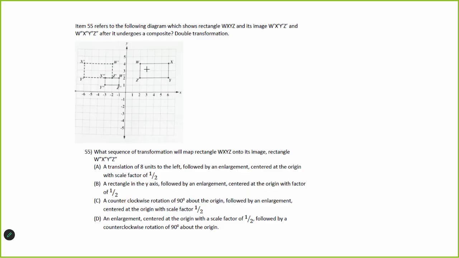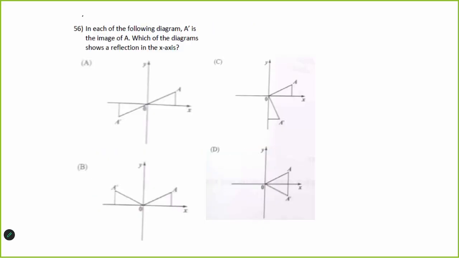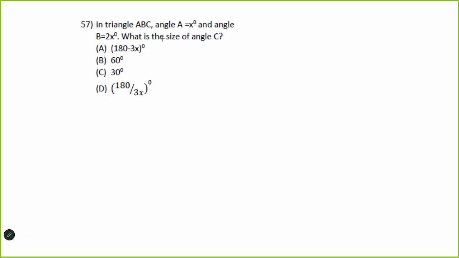This one here, we did this, it is a reflection along the y-axis and then an enlargement of a half. Repeated question, reflection on the x-axis, that's D. Repeated question, x plus 2x plus c equals 180. So c would be 180 minus 3x.